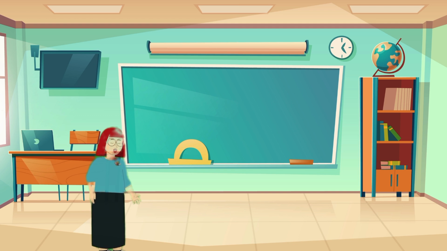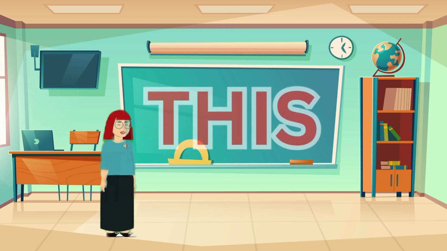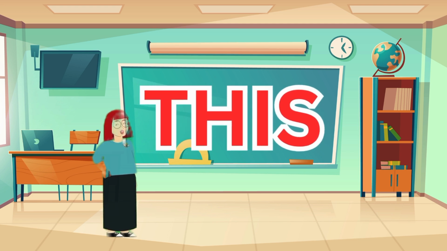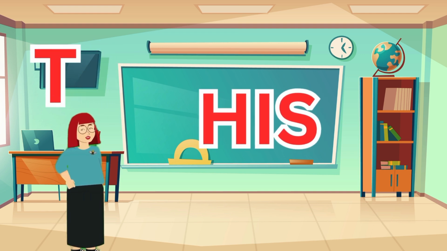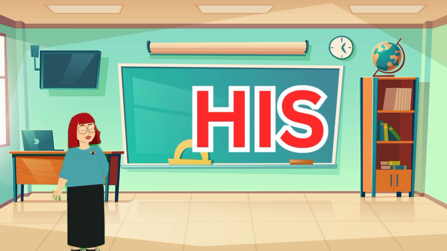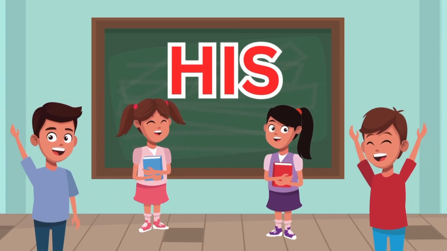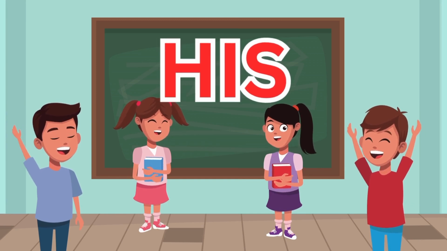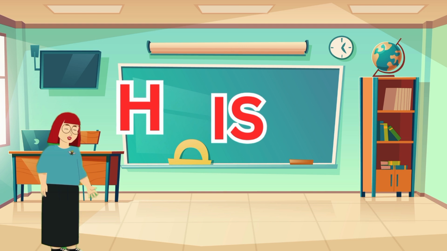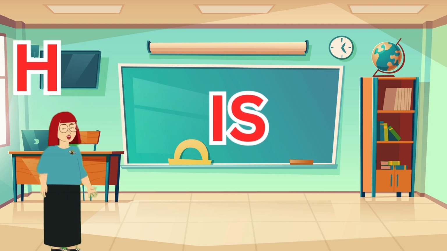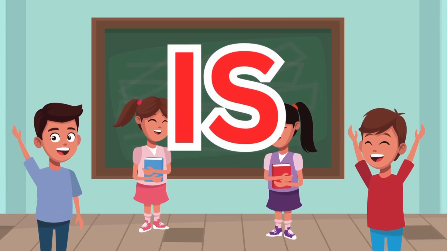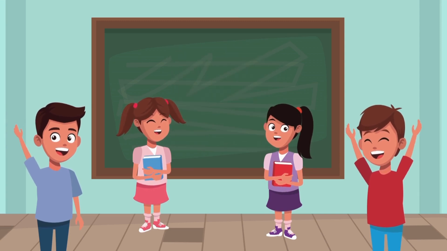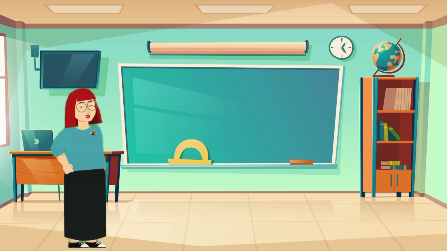Great! Let's start with our first word. This. Can you read this word with me? T-H-I-S. This. Super! Now, let's see what happens when we take away the T. What word do we get? H-I-S. His. Yes! Now, if we take away the H, what's left? I-S. Is. Awesome job! See? One word can turn into three.